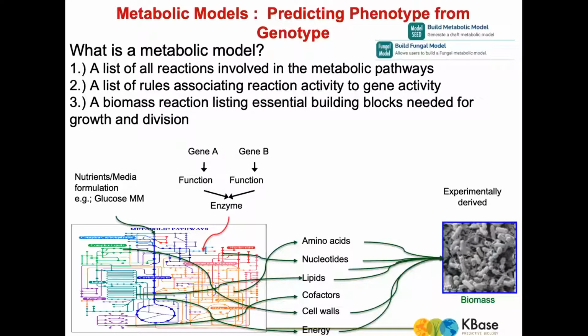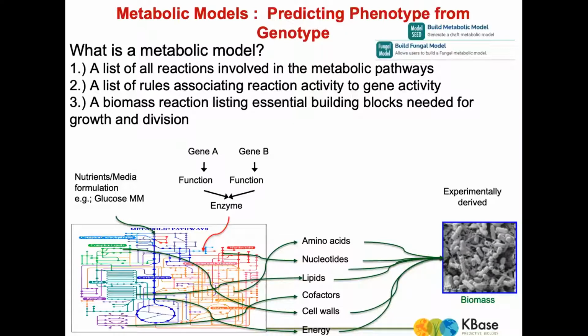What is a metabolic model? A metabolic model is a list of all reactions involved in the metabolic pathways, a list of roles associating reaction activity to gene activity, and a biomass reaction listing the essential building blocks needed for growth and division. So we have a metabolic network and we have a biomass. In modeling terminology, we usually use the term objective function, and typically the objective function that you hear most of the time is biomass, because many of the folks that use models want to measure growth.